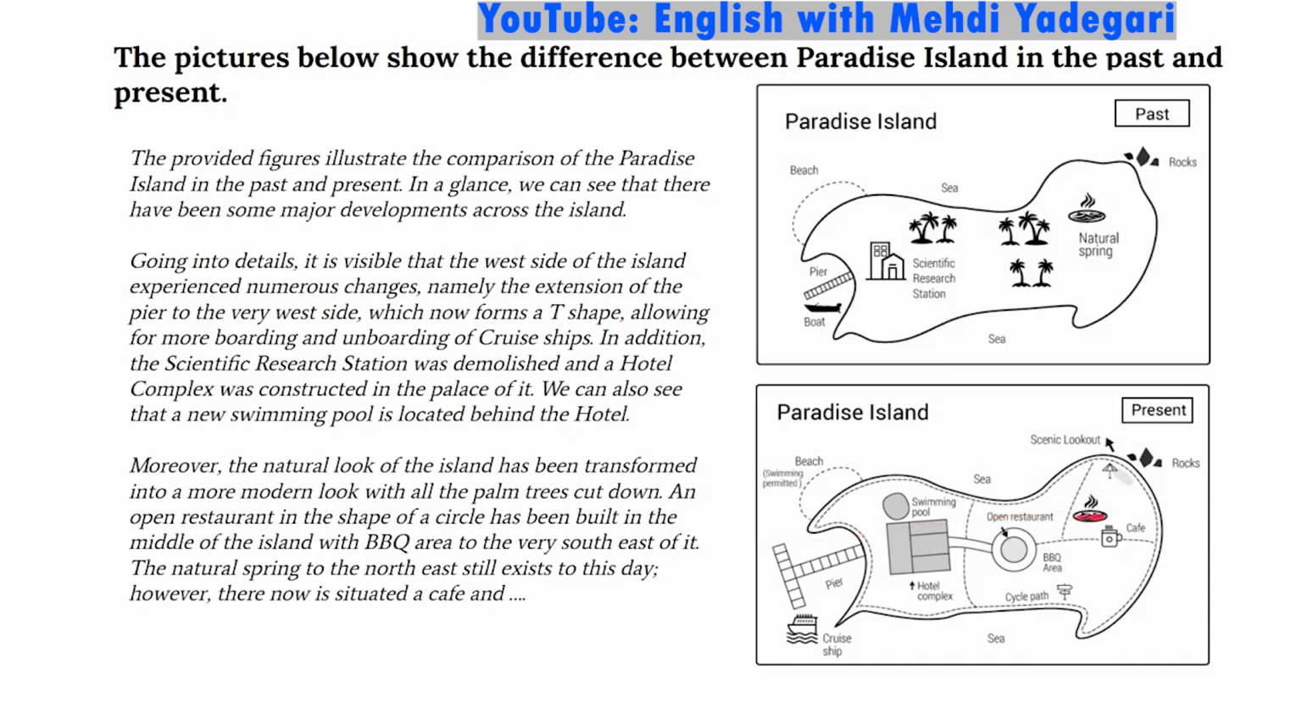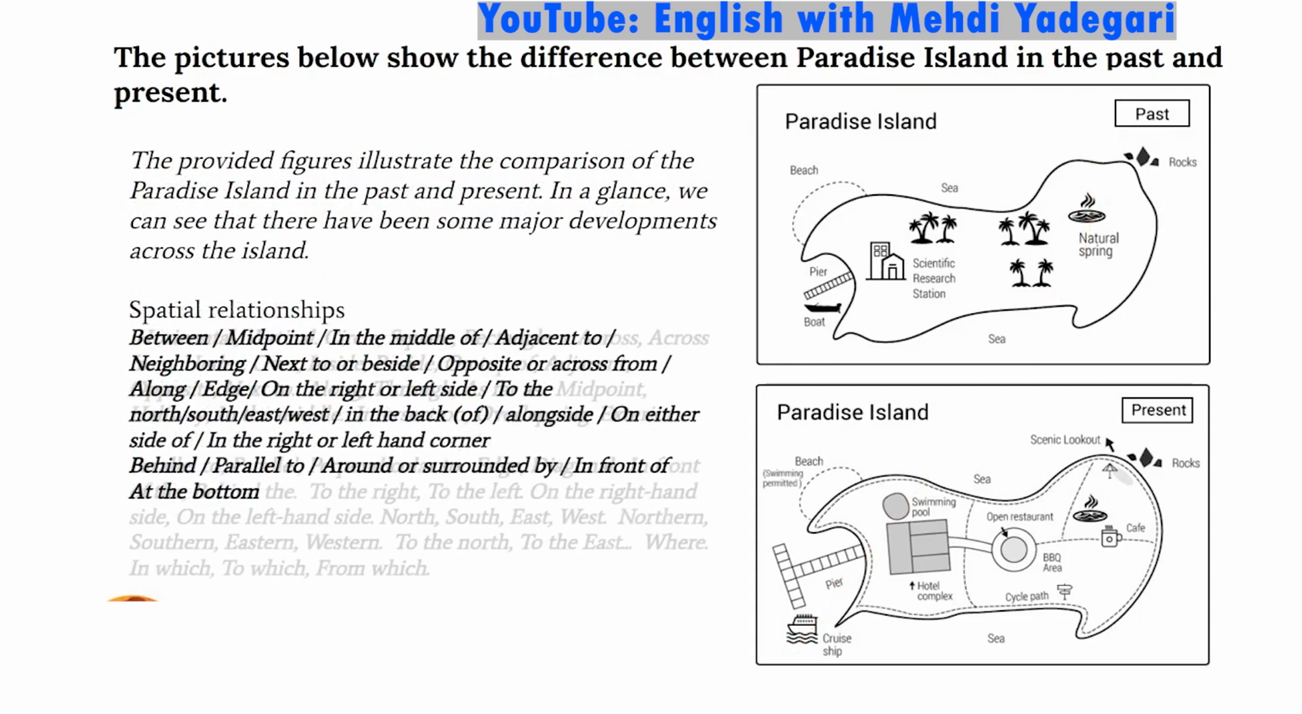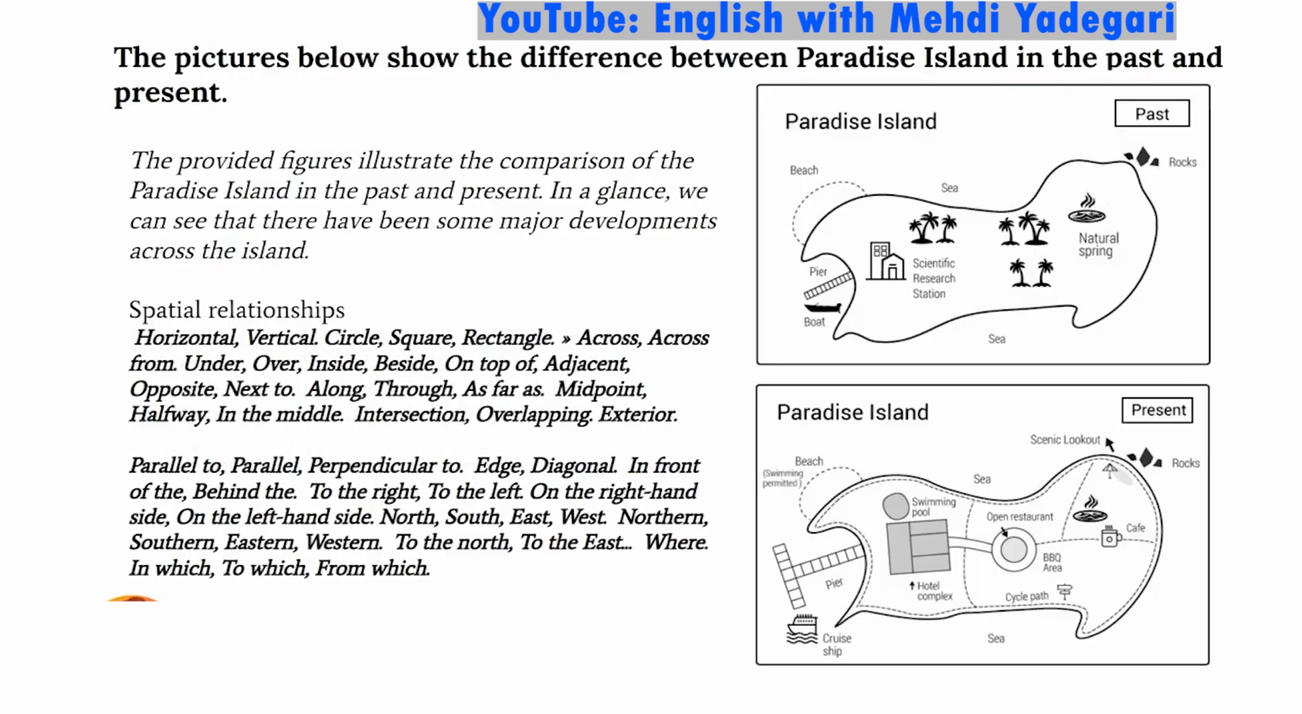You can see that the natural spring hasn't changed. It still exists to this day. However, there's now a cafe situated here and the rest. So it's very easy to write. All you have to do is talk about where things are and what has happened to them. And all you have to do is just take a look at these things and use them, these spatial relationships and the passive voices, and implement them in your writing. So this is the task achievement that you're looking for.